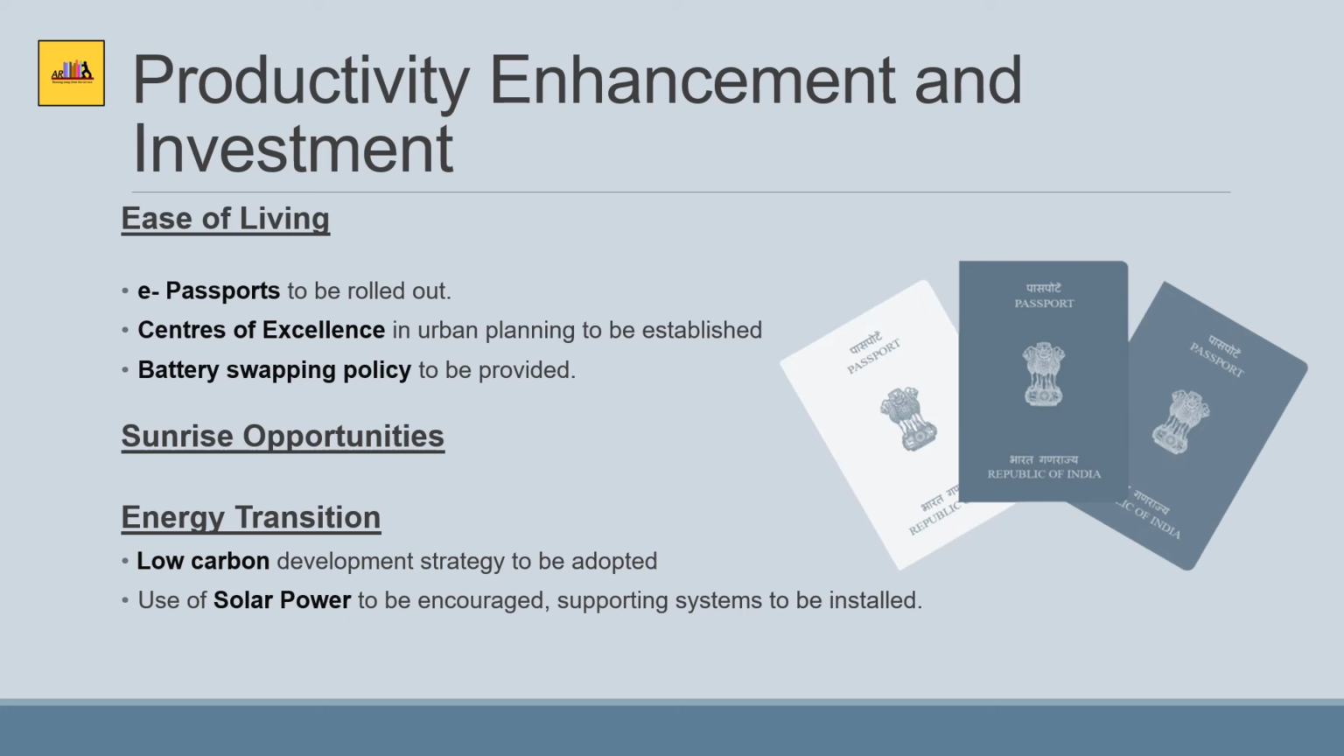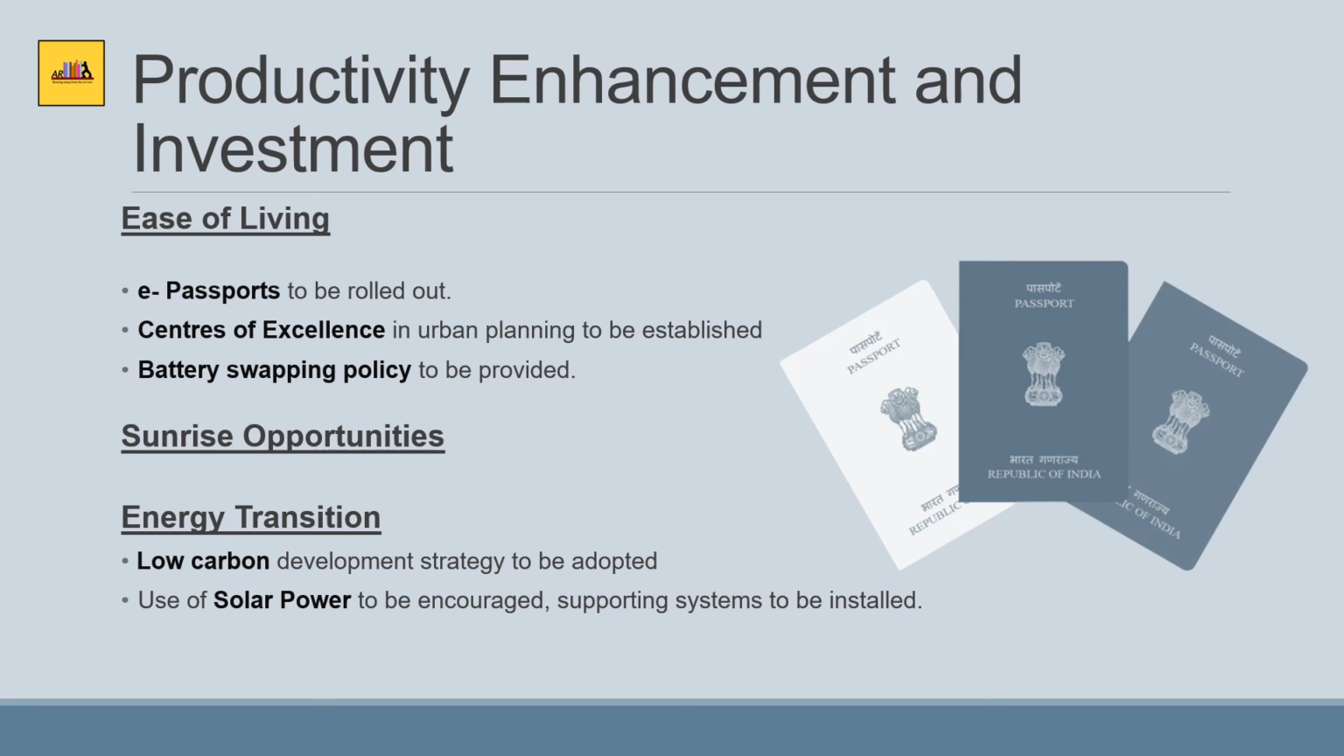Let us come to the sunrise opportunities. These are the relatively new technologies that grow at a fast pace and are expected to become important in the near future. Artificial intelligence and space tourism are some of the examples. These opportunities were reiterated in the budget and the youth were promised employment.